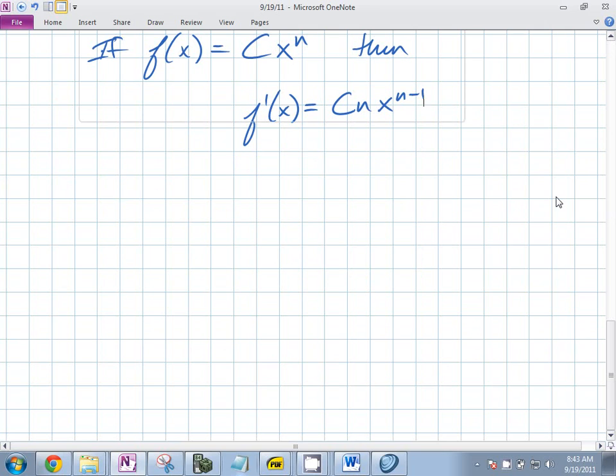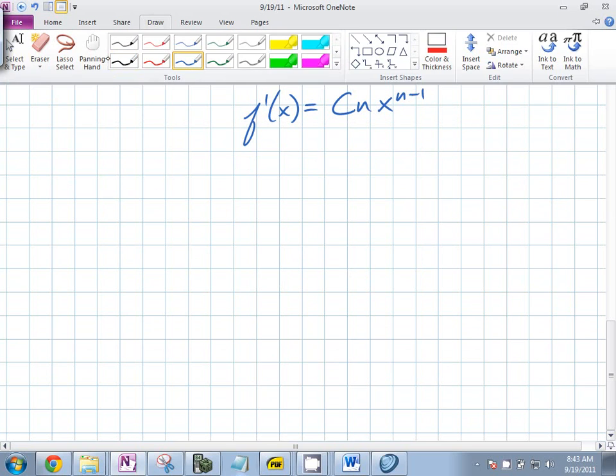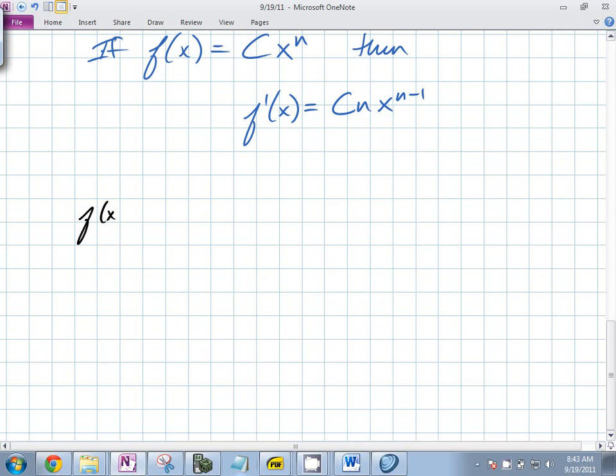Is this the only thing you're going to learn as a tool? No, you're going to learn many different tools for differentiation. There are many things that this doesn't work for. So for example, if I gave you f of x is equal to 2x cubed minus x squared plus 7x minus 3.